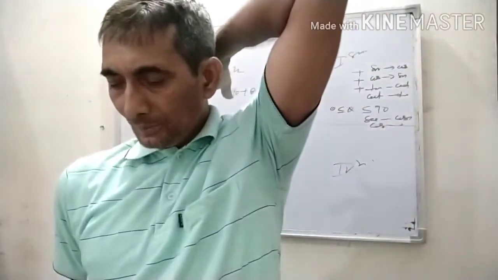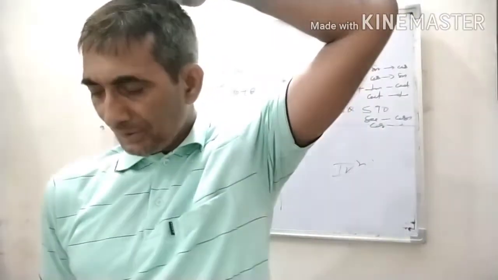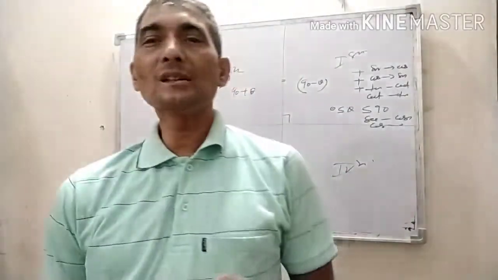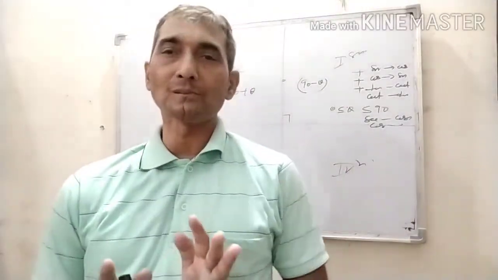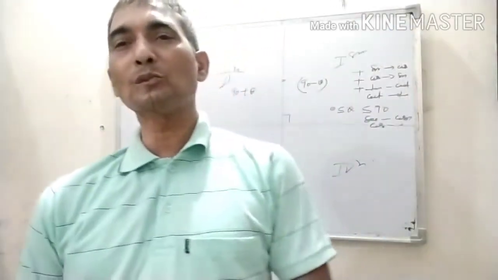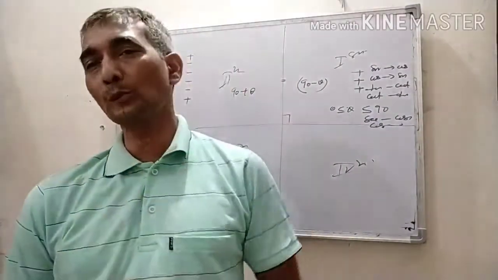First part of question number 2: Ritu can row downstream 20 km in 2 hours and upstream 4 km in 2 hours. Find her speed of rowing in still water and speed of current. Student, this is the most important question for you. This type of question you will definitely find in your board examination.